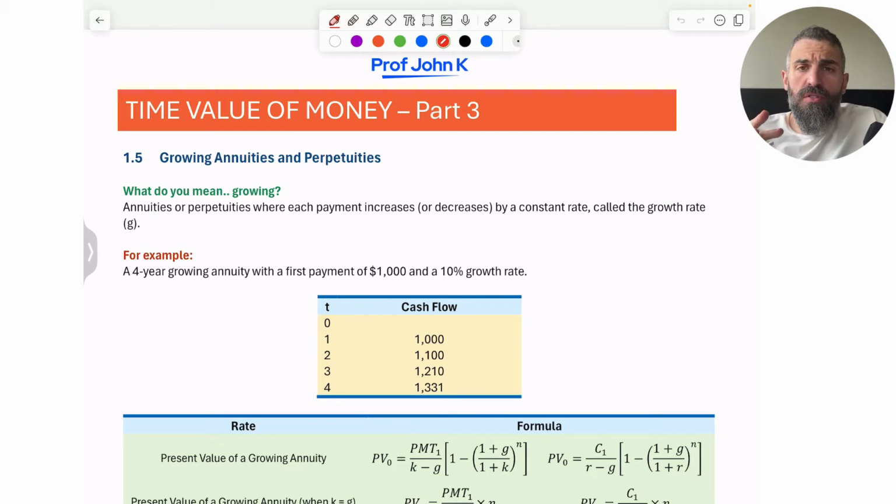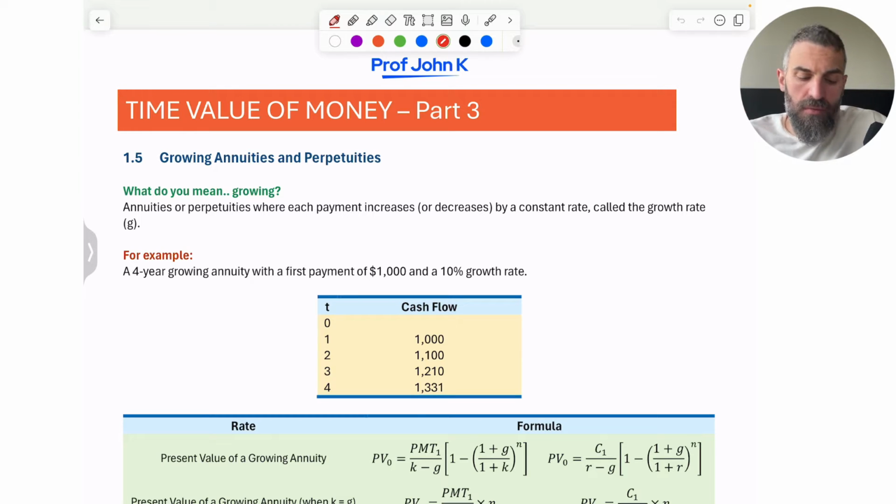And in this video, we're going to be expanding on what we saw in part 2. So in part 2, if you remember, we got into how to find the effective rates, how to deal with annuities and perpetuities. Now we're going to take it a step further and deal with something called growing annuities and growing perpetuities. And this will be the last new type of cash flow that we see.